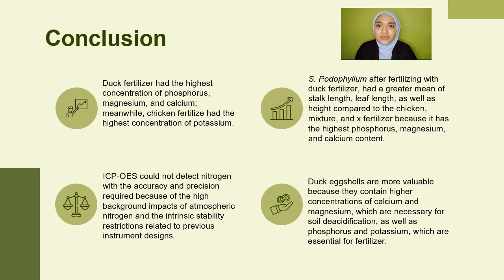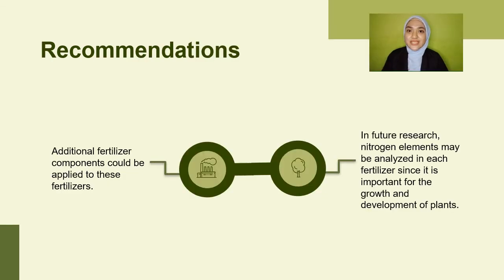Hence, the evaluation of micronutrient availability in chickens and ducks eggshell prove that duck eggshells are more valuable because they contain higher concentration of calcium and magnesium, which are necessary for soil deacidification, as well as phosphorus and potassium, which are essential for fertilizer components. For recommendations, I suggest that additional fertilizer components such as nitrogen, sulfur, and sodium could be applied to these fertilizers to increase its effectiveness. In future research, nitrogen elements may be analyzed in each fertilizer since it is important for the growth and development of plants.